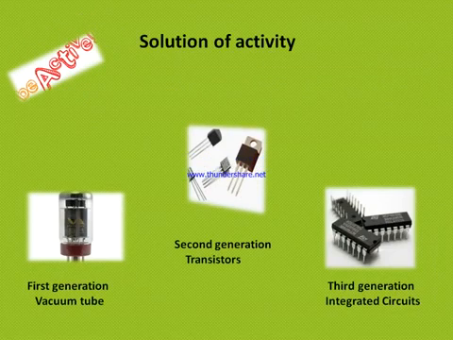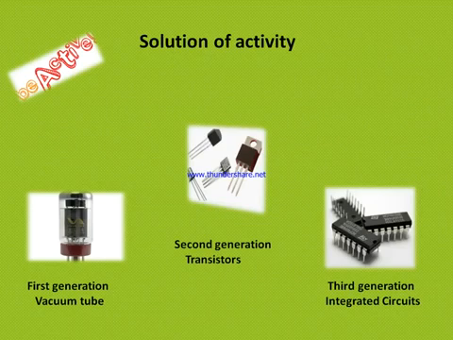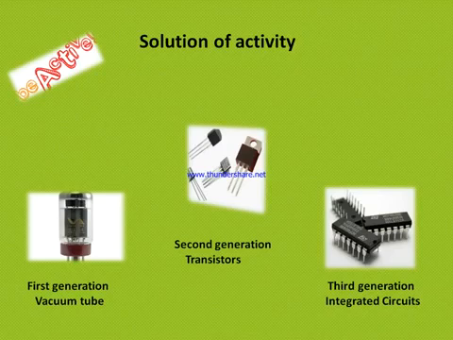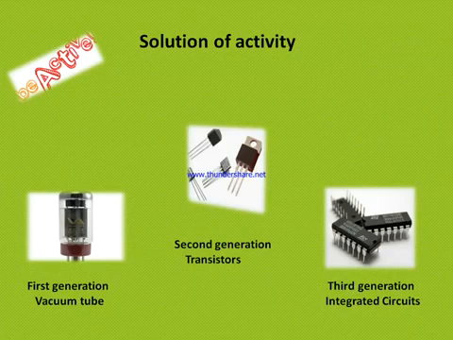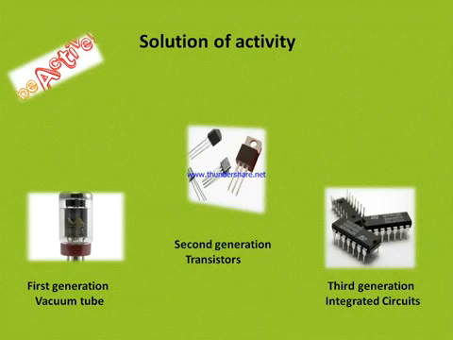First picture is of vacuum tube, which belong to the first generation of computers. Second picture is of transistors, which belong to the second generation of computers. Integrated circuits belong to the third generation of computers. Very well done, students. Your most answers were right.